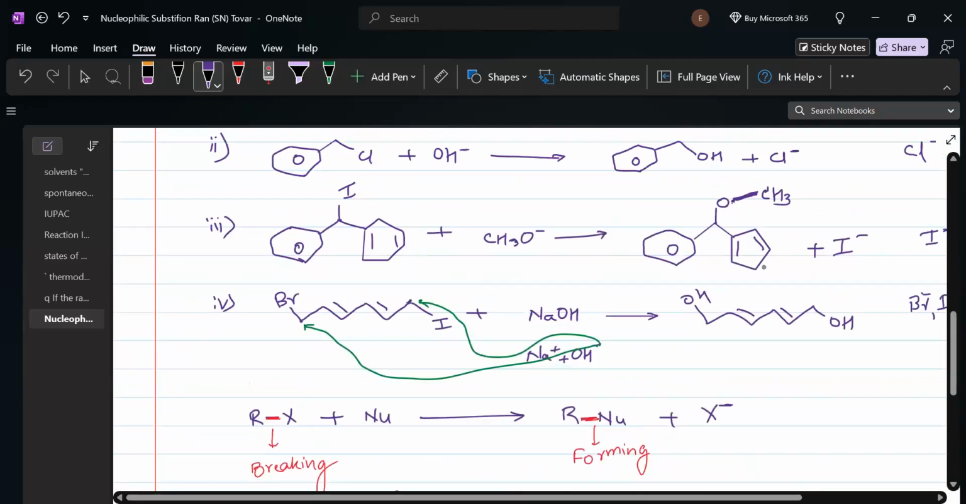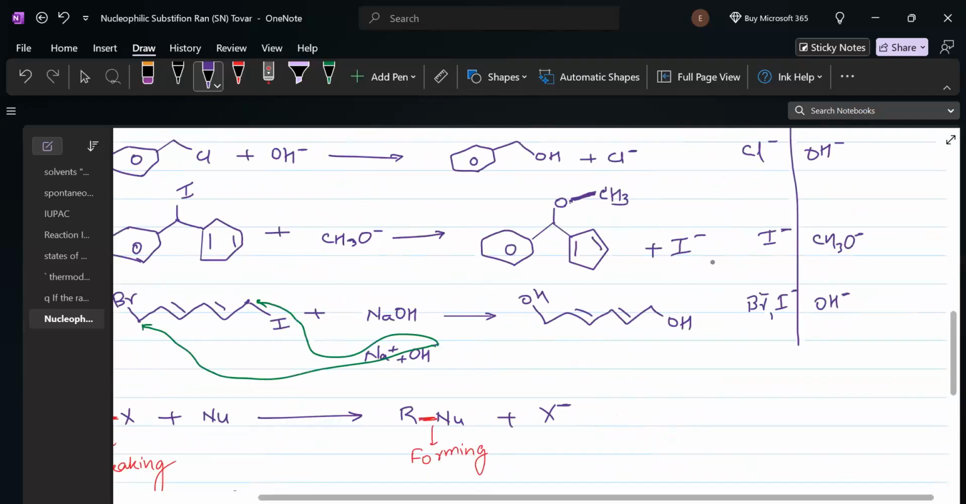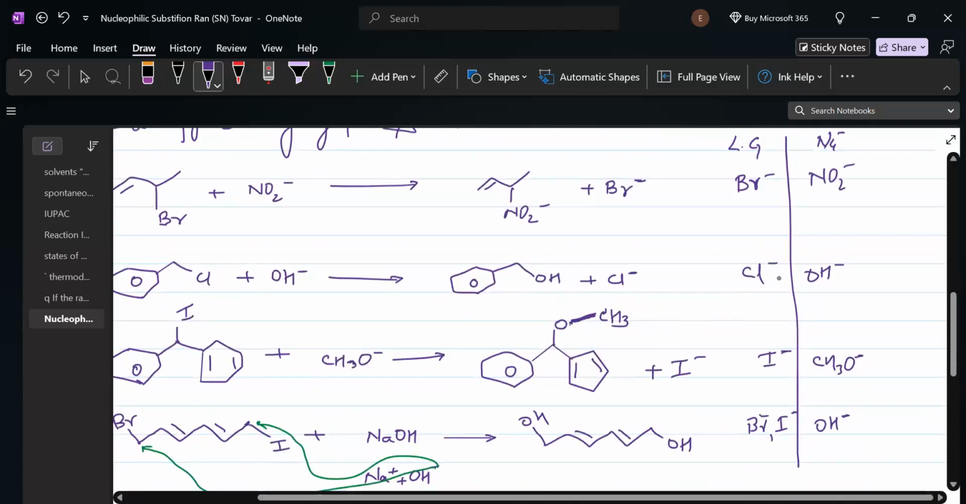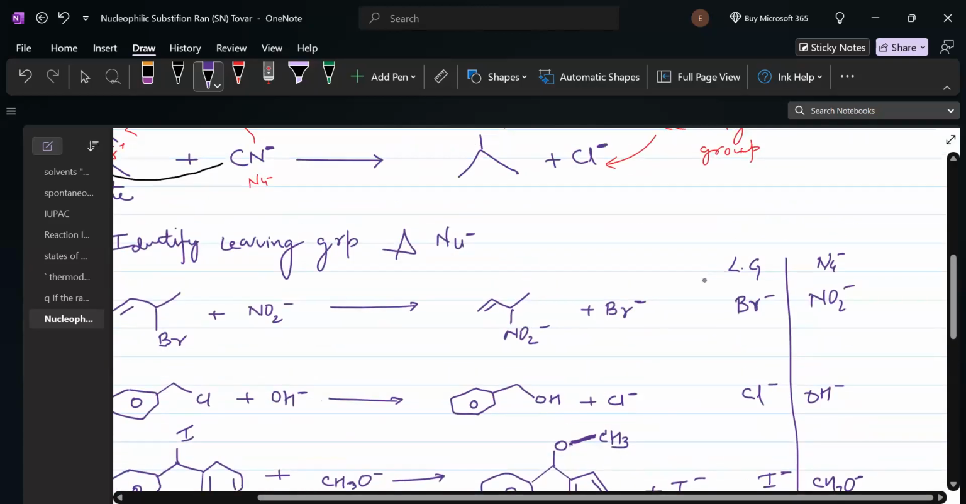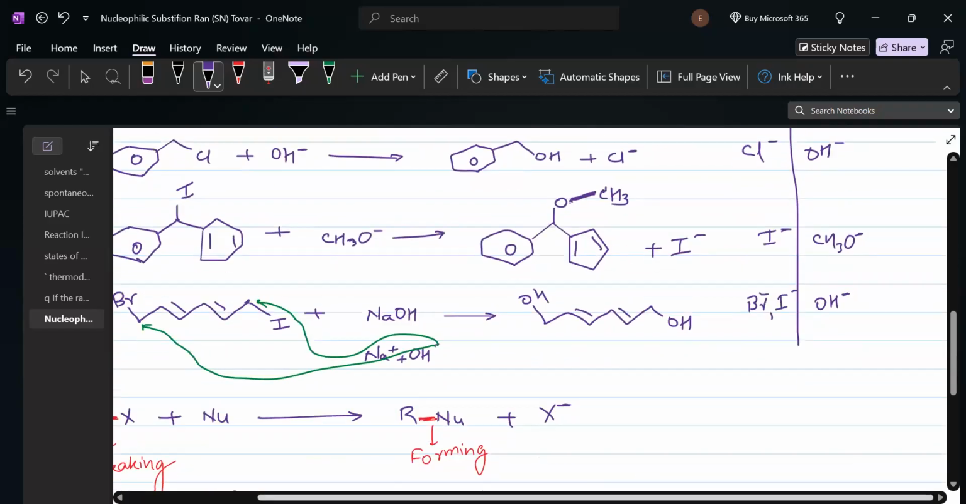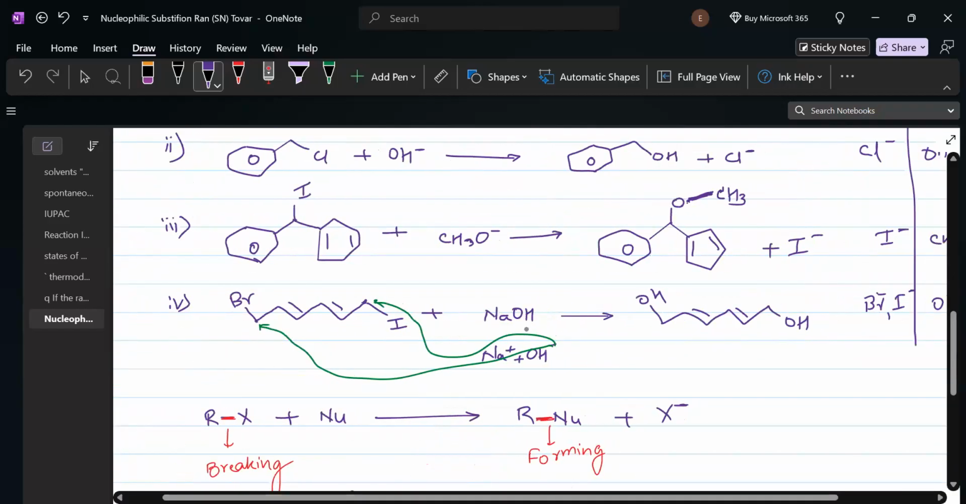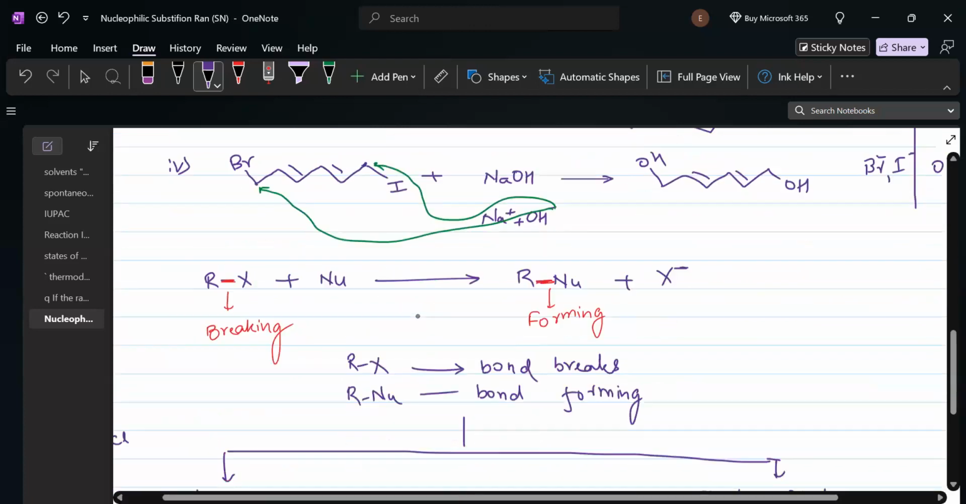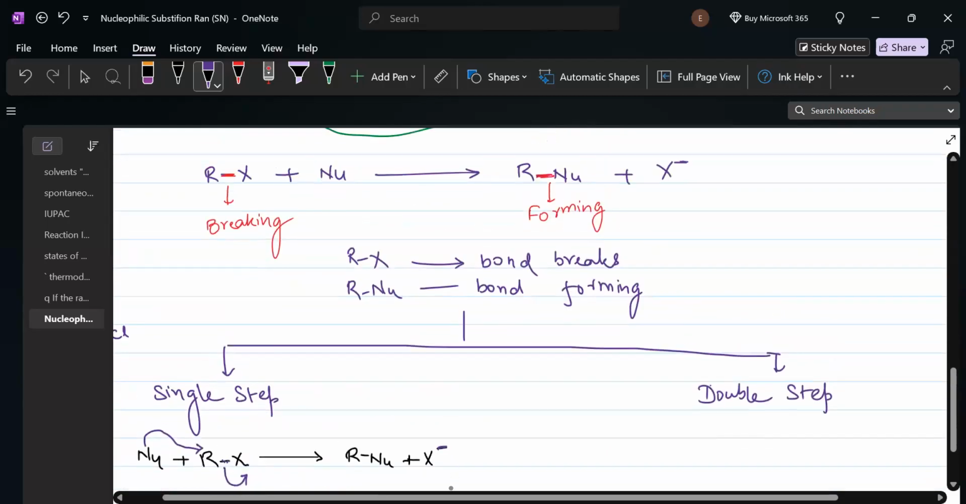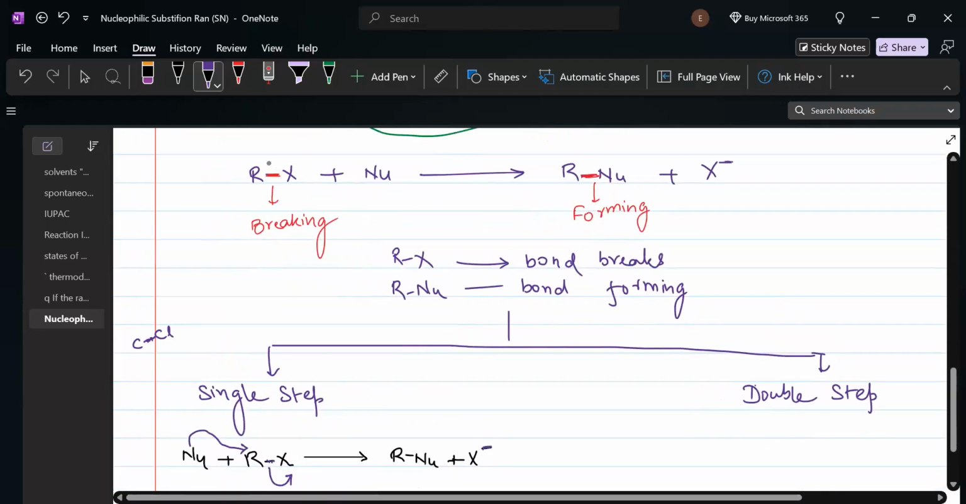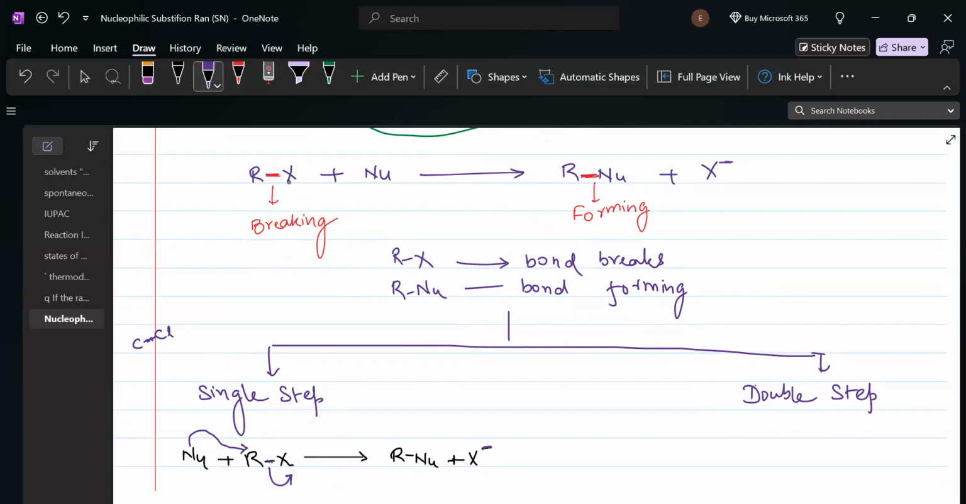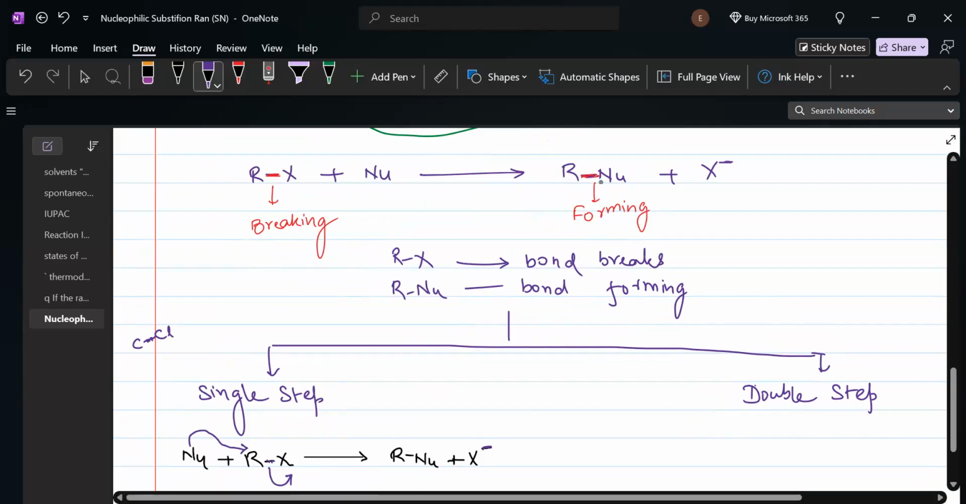So, I hope you have done these things, leaving group and nucleophile. In the last one, you can see this nucleophile is attacking on both things because bromine and iodine both are leaving groups here. So the main thing which we are doing here is bond breaking and bond forming. Bond is breaking from this leaving group, and a new bond is forming with this nucleophile.